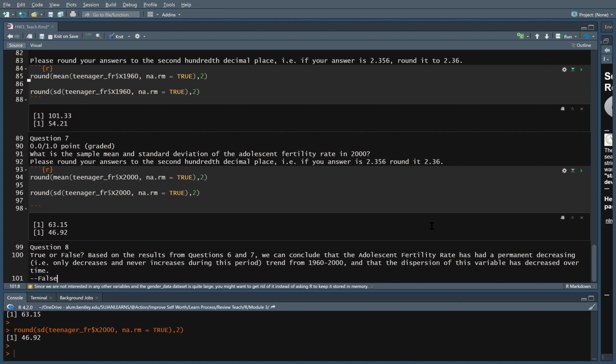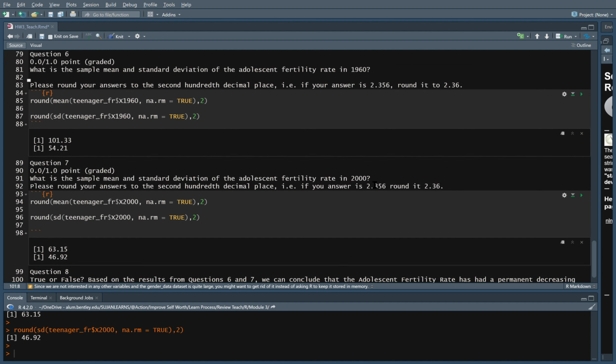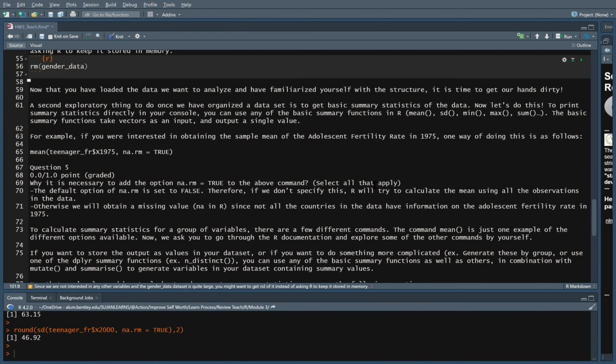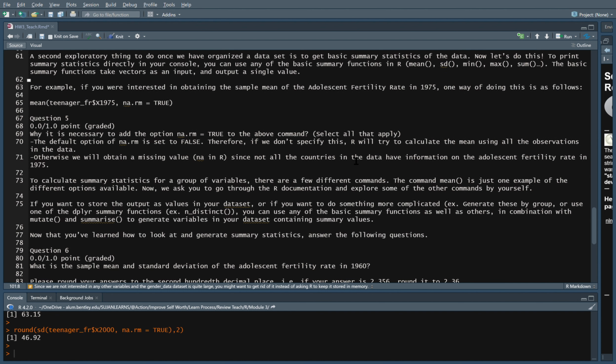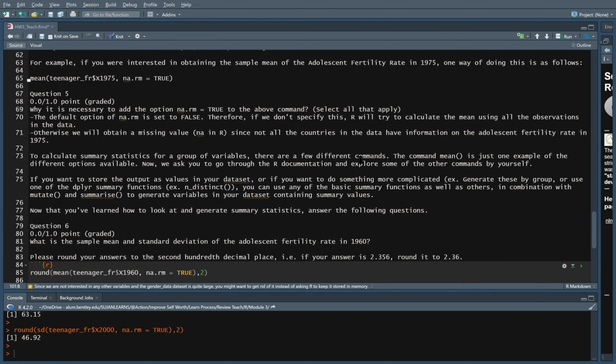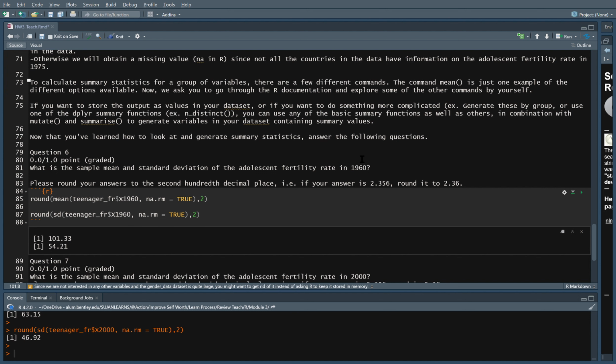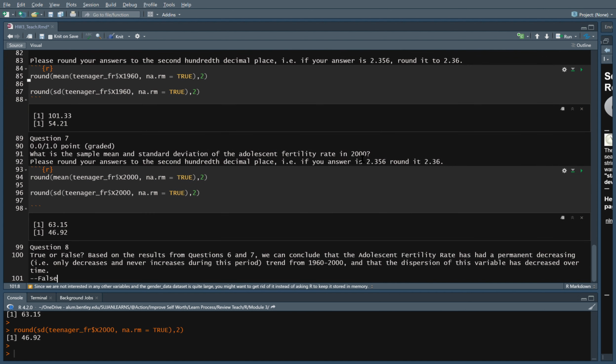So, let's summarize what we did today. We talked about exploratory data analysis in R using some statistics functions that R provides, such as mean, standard deviation, min, max, sum, etc. And we also talked about some dplyr functions that are specifically provided by dplyr, such as n_distinct, summarize, mutate, etc. And we tackled a few questions for adolescent fertility rate in 1960 and 2000 and tried to compare between those two and tried to get some judgment on whether we can make some hypothesis about those 2 years.